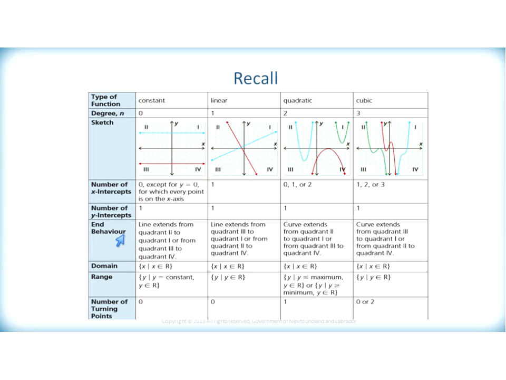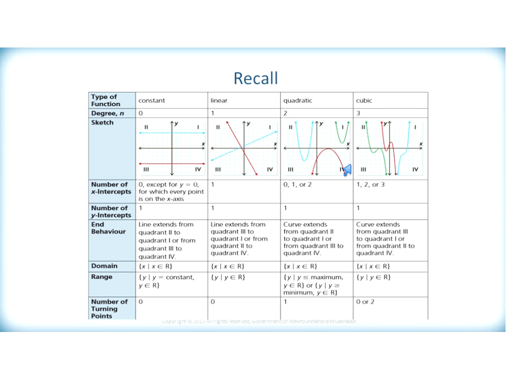The end behavior: for a constant, the line extends from quadrant 2 to quadrant 1, or from quadrant 3 to quadrant 4. In a linear, the line can extend from quadrant 3 to quadrant 1, or from quadrant 2 to quadrant 4. For the end behavior of a quadratic function, the curve would extend from quadrant 2 to quadrant 1, or from quadrant 3 to quadrant 4 if it opened downward.